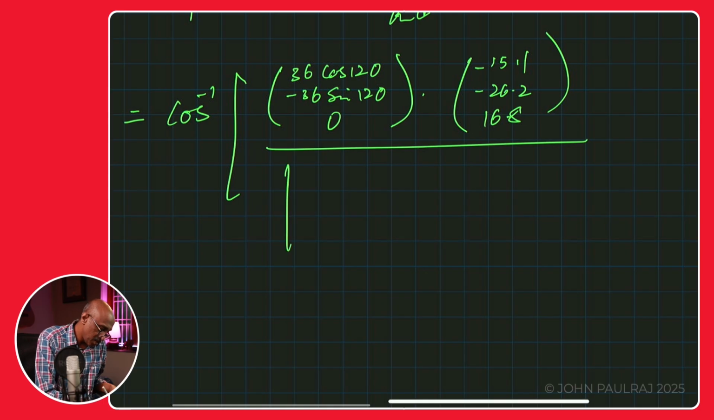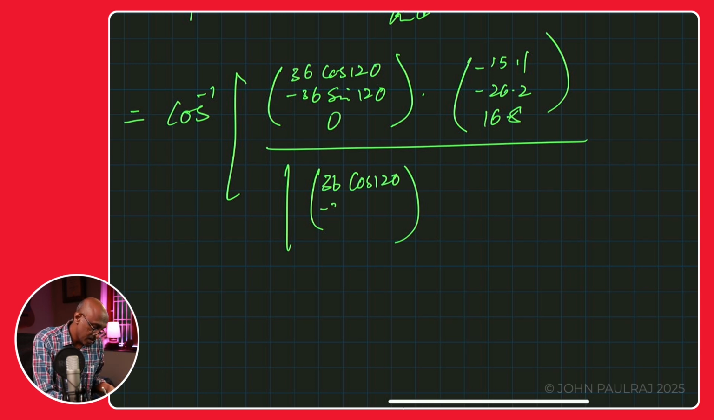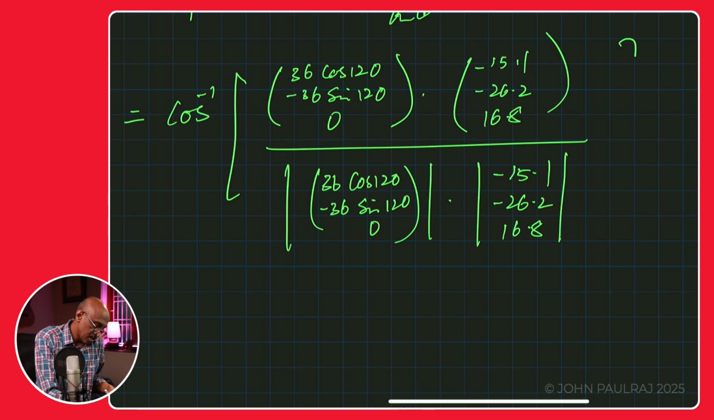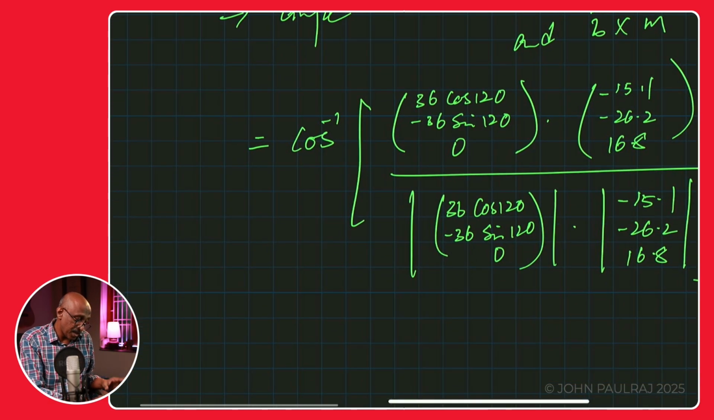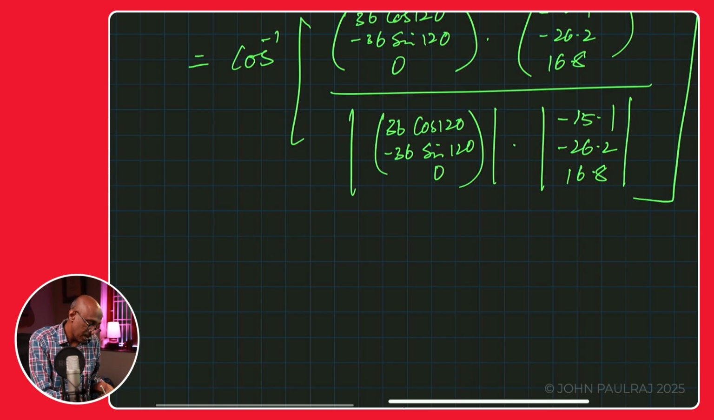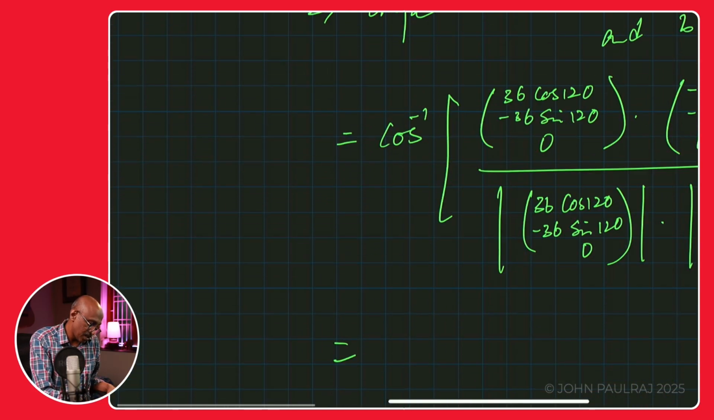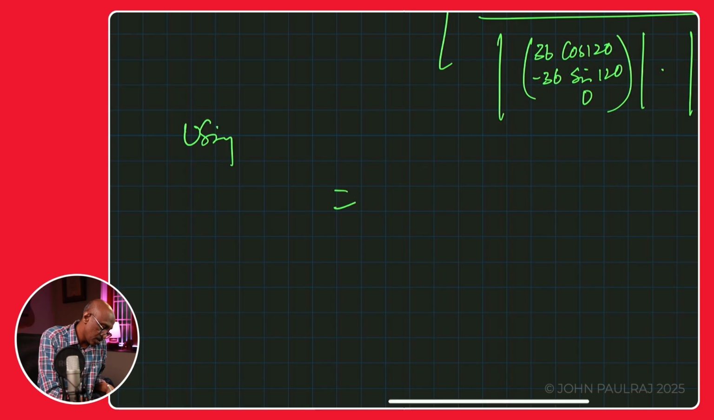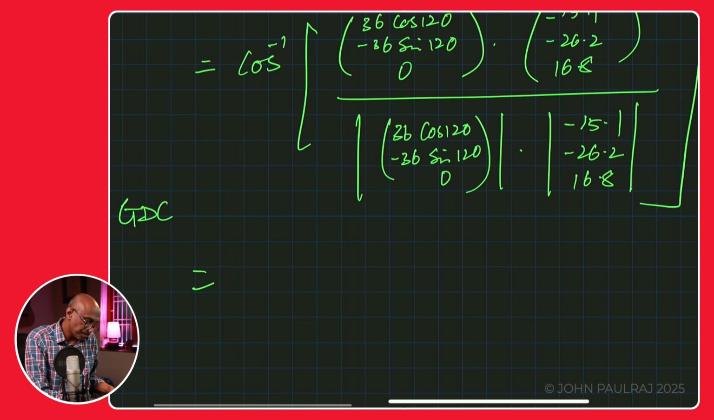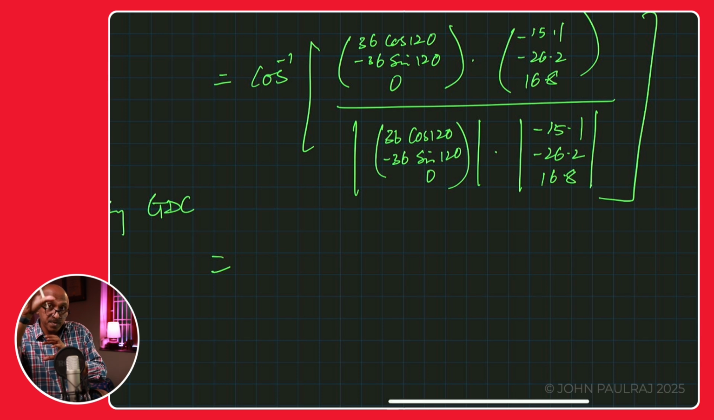And then the magnitude of these two vectors. So even if something went wrong in the calculations or entering into the calculator, the examiner will understand what's going on. The magnitude of this vector times the magnitude of negative 15.1, negative 26.2, and 16.8. Put the whole thing under the bracket. This part is important, that you've shown the substitution into the formula. Then we can say using GDC. Now, what I always do is that I do numerator separately and denominator separately.